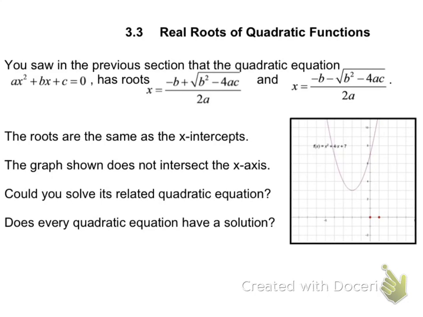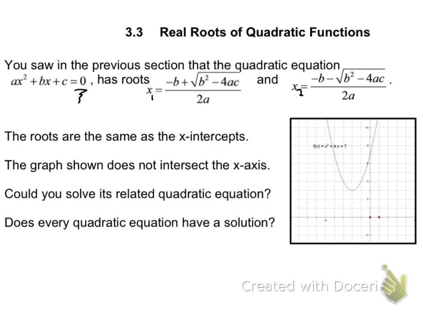Okay, in this section we're going to be looking at the real roots of quadratic functions. As you saw in the previous sections, from the quadratic equation ax squared plus bx plus c equals 0. Whenever you're solving, you always have to make sure that your equation is equal to 0, like it is here. And from the quadratic formula, we have two x values. There's x1 equals negative b plus the square root of b squared minus 4ac divided by 2a. And then there's x2 equals negative b minus the square root of b squared minus 4ac divided by 2a. So there are always two roots.